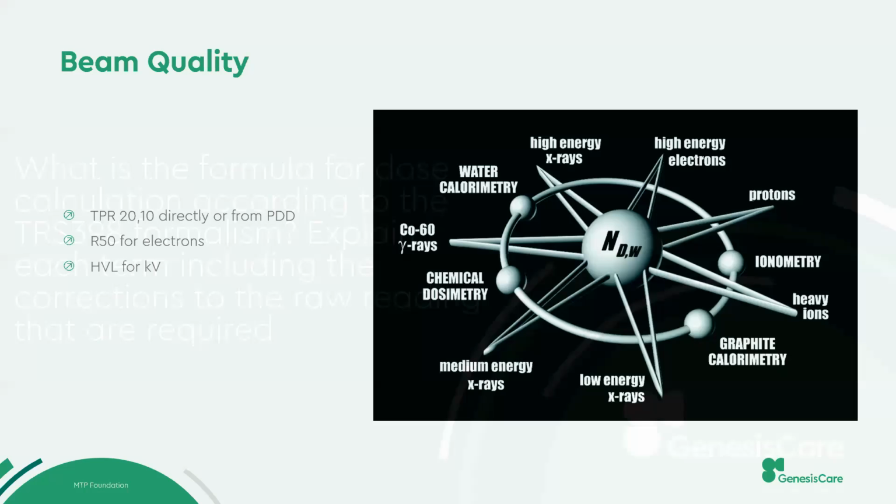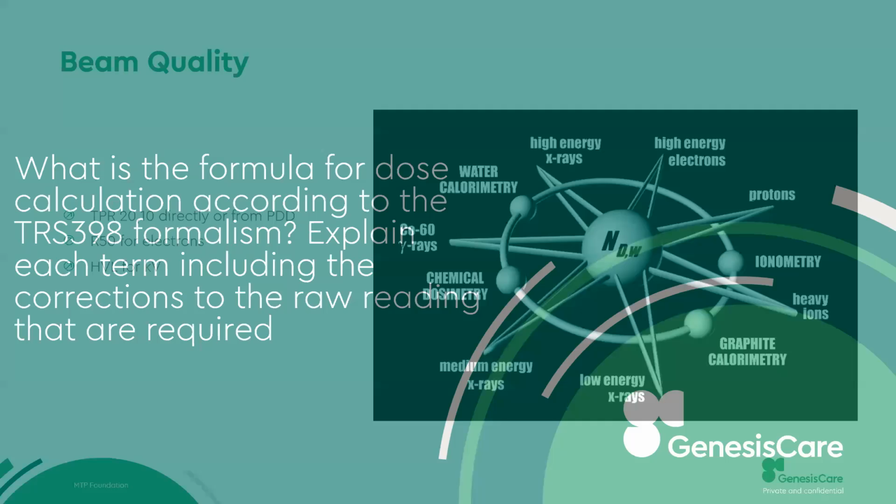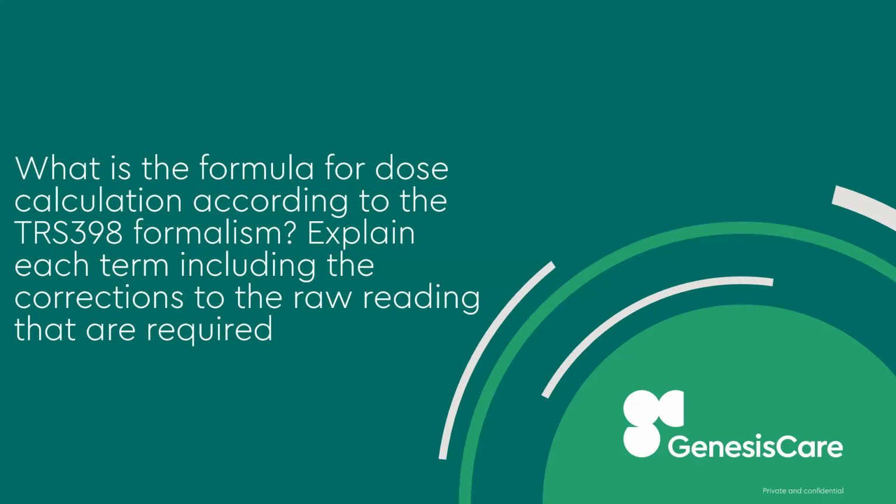The next question is, I'm trying to be quick this time, so let's move a little bit faster. What's the formula for dose calculation according to the TRS 398 formalism? Explain each term, including the corrections to the raw reading that are required.